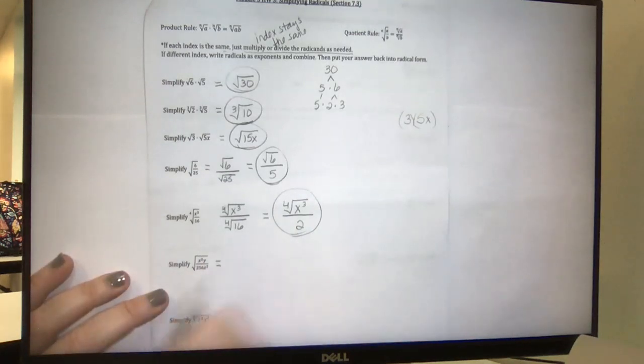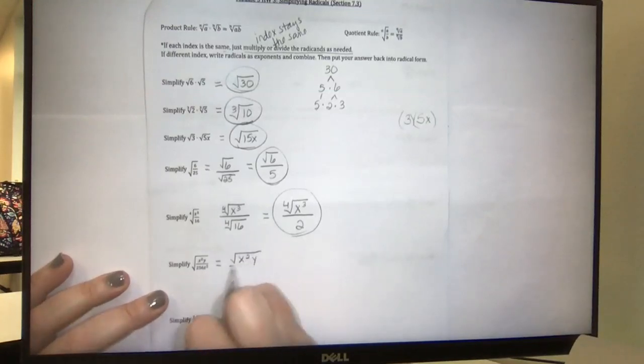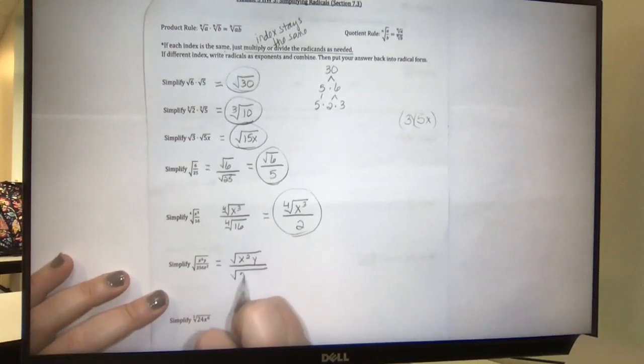All right, we got another one. It's a square root this time. I'm going to break it apart. I just like it better. For some reason, it makes me think it's easier.